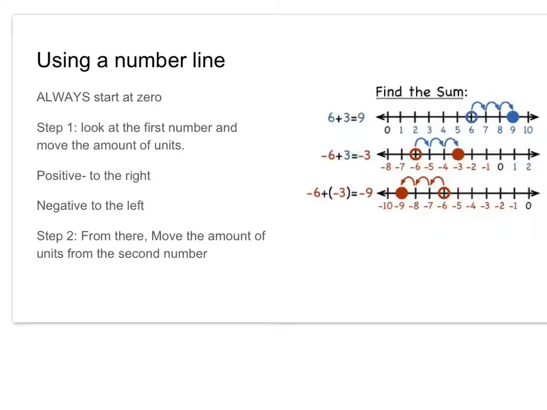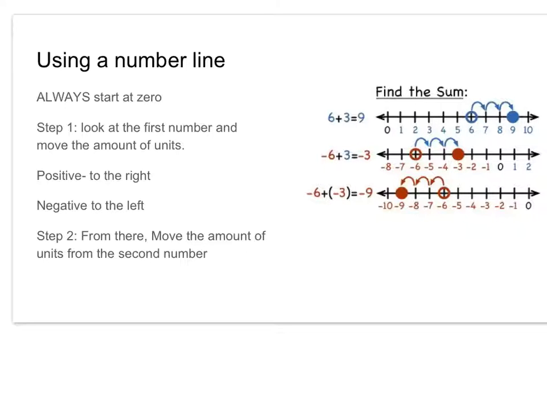So let's look at this picture. So we have 6 plus 3. Okay, we've seen that problem ever since we were probably in kindergarten, first grade. Okay, you start at 0. They went to 6. And then their second number tells them to move 3 more. 1, 2, 3. That's how they got their 9.